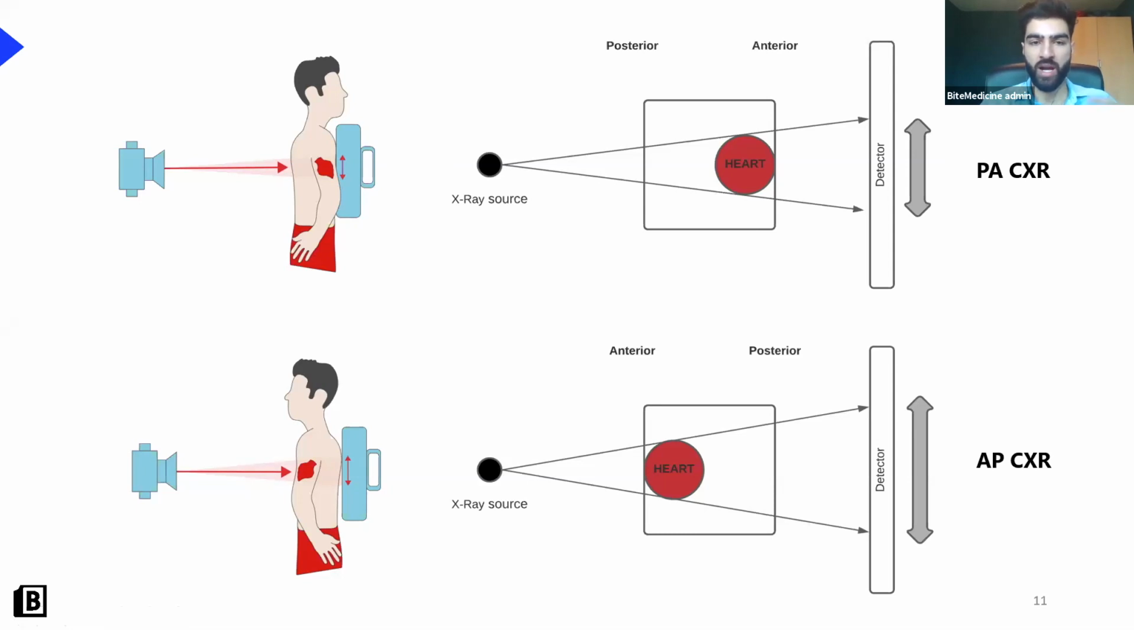So this is the way we acquire a chest X-ray. We fire an X-ray beam at the patient with a detector behind or in front of the patient. So why don't we just always use PA chest X-rays? Why do we bother with APs? When do we use an AP chest X-ray?